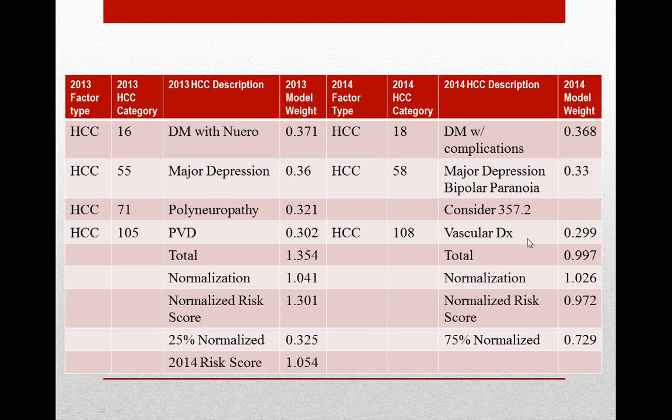You still will have the peripheral vascular disease. So in 2013, your risk score is 1.301 after being normalized. In 2014, it's going to be 0.9 because you're not going to be including that polyneuropathy. So the way they're going to calculate this, they're going to take 25% of that score from 2013 and add it to 75% of the 2014 score. So your risk score is going to be about 1.054, where it would have been 1.301.